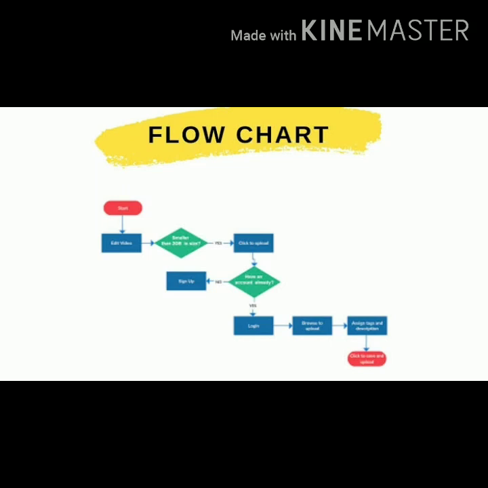In a flowchart, each operation is represented using specific geometrical symbols. Those symbols are connected to each other by arrows to show the operations. First one, start or stop box. It is an oval shaped symbol used at the beginning and at the end of a flowchart. It shows the starting and ending of a flowchart.